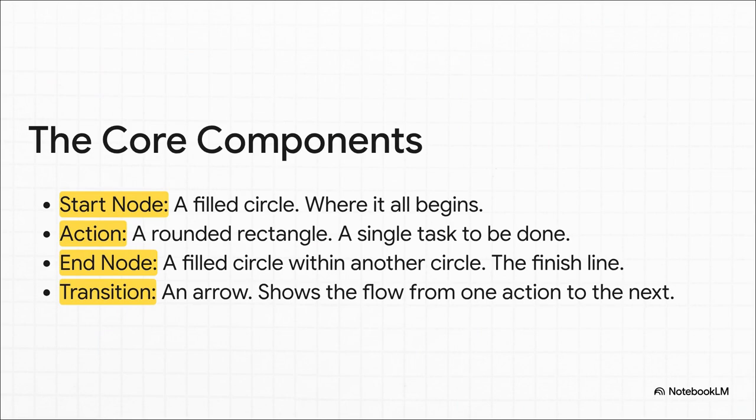You've got the start node, that little filled-in circle, which is where it all kicks off. Then you have actions, the individual tasks inside these rounded rectangles. The arrows connecting them are called transitions. And finally, you have the end node, which kind of looks like a bullseye. That's your finish line. Pretty simple, right?